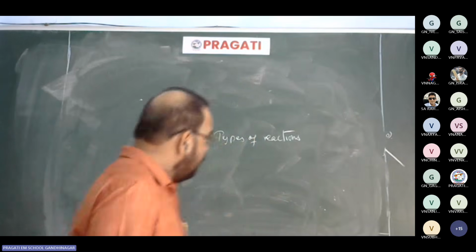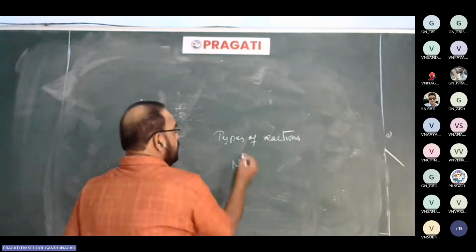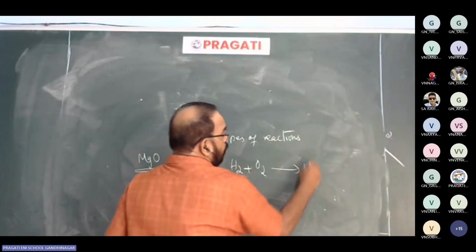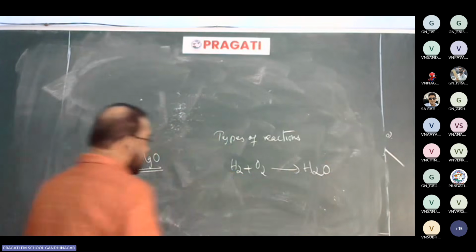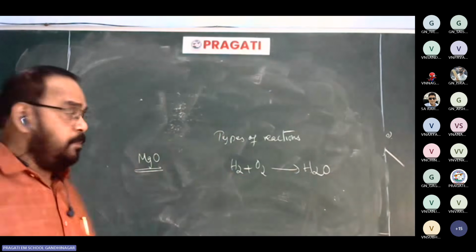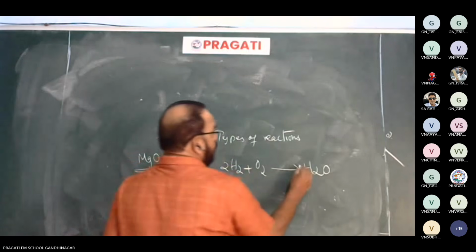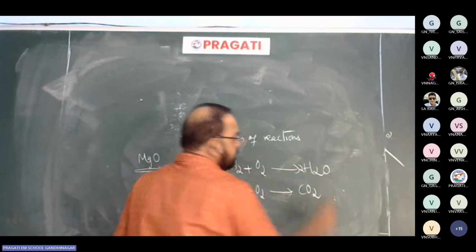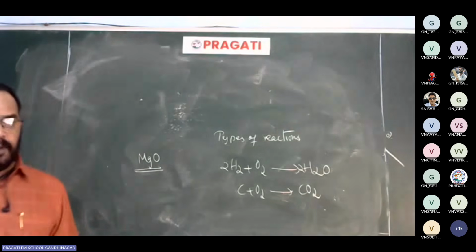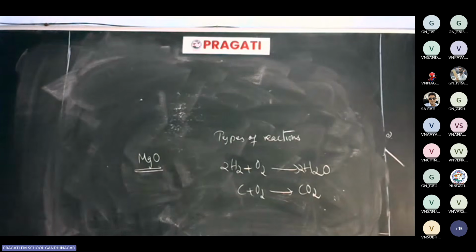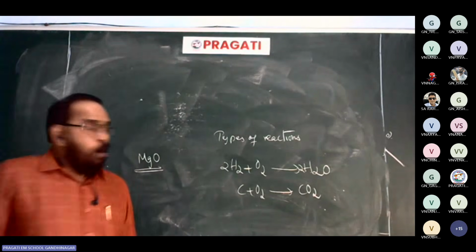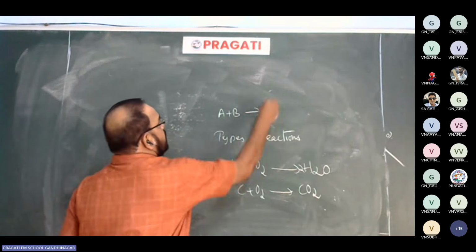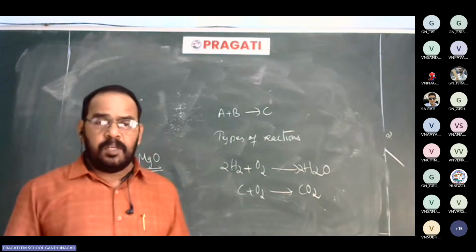For an example of chemical combination, you can write H2 plus O2 gives H2O, but always write the balanced equation. Don't write C plus O2 gives CO2 unbalanced. Always write the balanced equation, otherwise marks will not come. Or they may ask how you can represent a chemical combination. You can represent it as A plus B gives C.